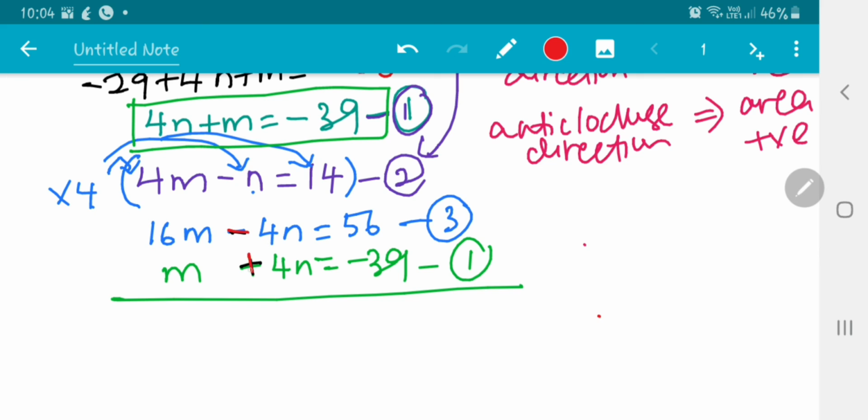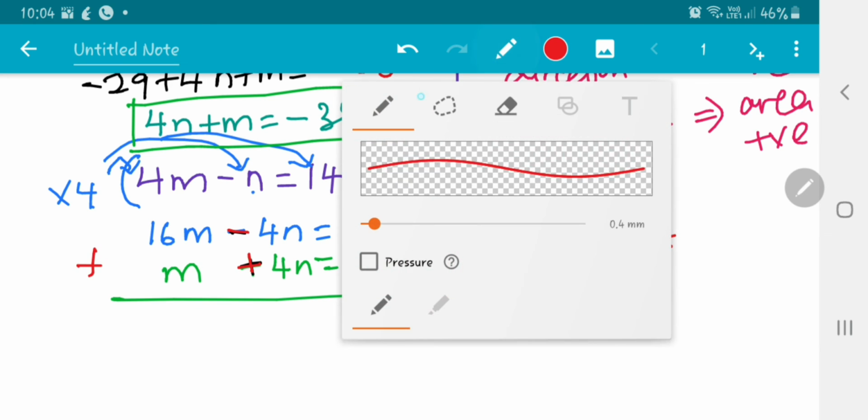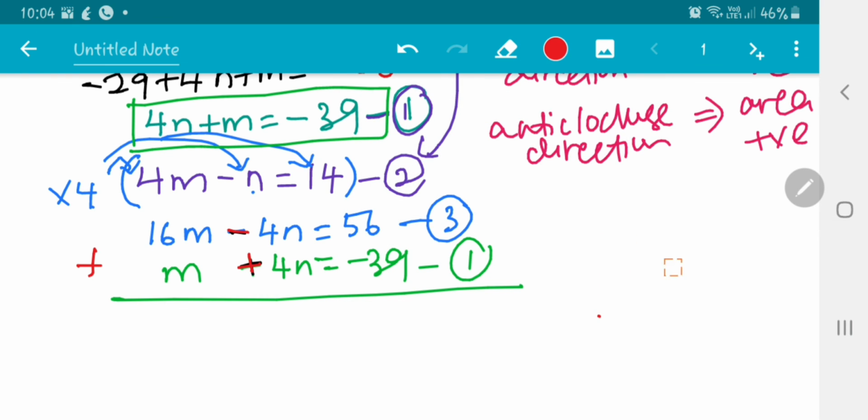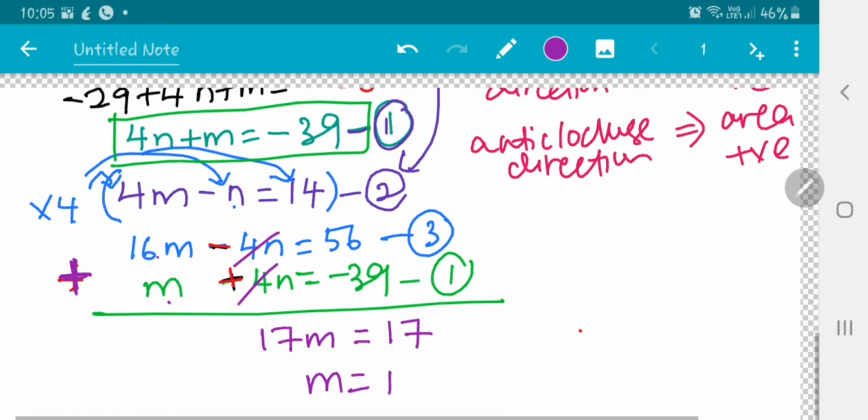Okay, here negative, here positive, different gender, boy, girl. So bila boy, girl dia boleh kahwin, bila boleh kahwin kita plus. Tu cara nak ingat lah. Different sign plus. Okay, different sign, different gender. Different gender boleh kahwin. Bila boleh kahwin, tambahlah plus. Okay, 16m plus m, 17m. Ini dah habis. 56 plus negative 39 jadi 17. So m is 1.